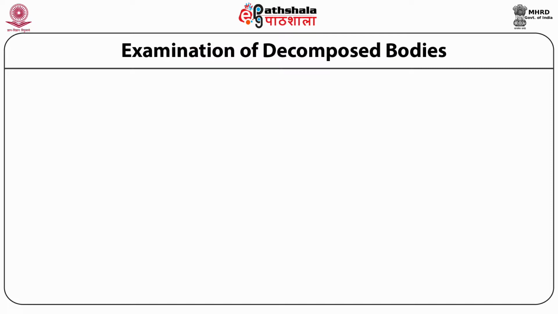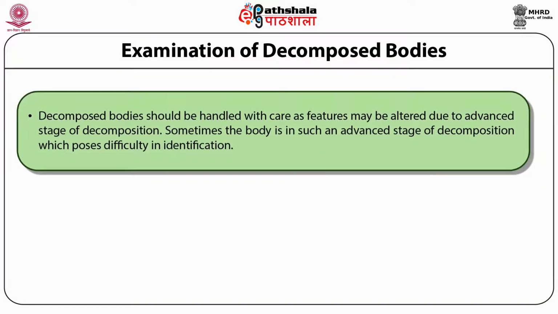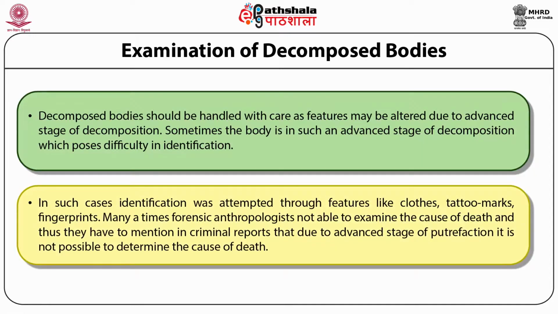Examination of decomposed bodies. Decomposed bodies should be handled with care as features may be altered due to an advanced stage of decomposition. Sometimes the body is in such an advanced stage of decomposition that it poses difficulty in identification. In such cases, identification is attempted through features like clothes, tattoo marks, and fingerprints. Many a time, forensic anthropologists are not able to examine the cause of death and thus they have to mention in criminal reports that due to advanced stage of putrefaction, it is not possible to determine the cause of death.